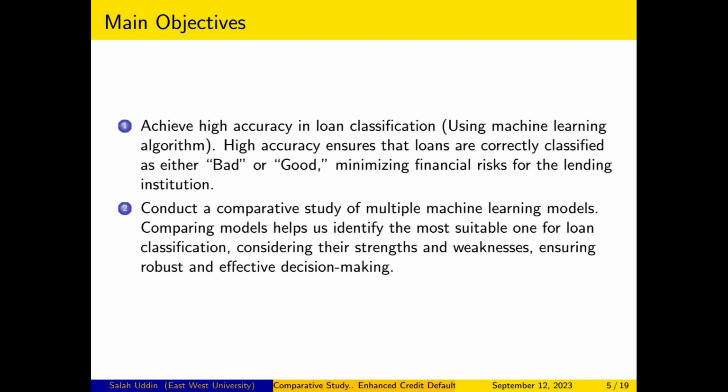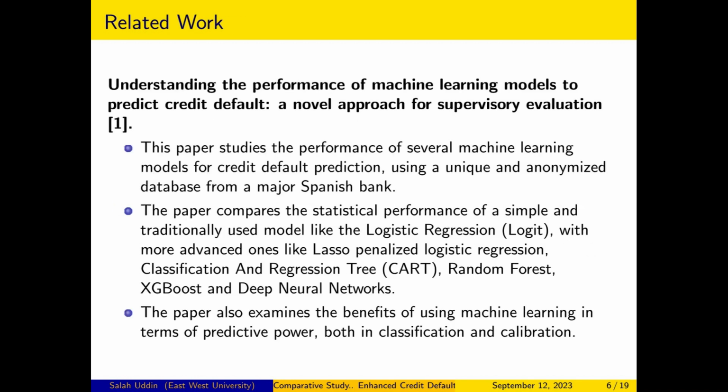The objectives are: achieve high accuracy in loan classification using machine learning algorithm. High accuracy ensures that loans are correctly classified as either bad or good, minimizing financial risks for the lending institution. Conduct a comparative study of multiple machine learning models. Comparing models helps us identify the most suitable one for loan classification, considering their strengths and weaknesses, ensuring robust and effective decision-making. Now let's review some literature.